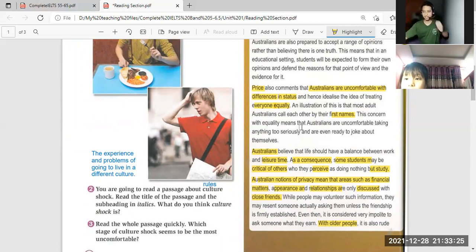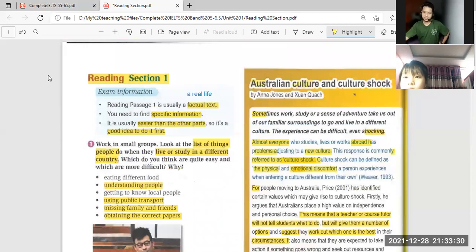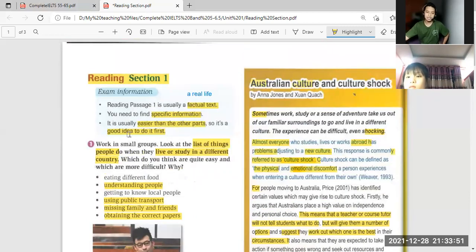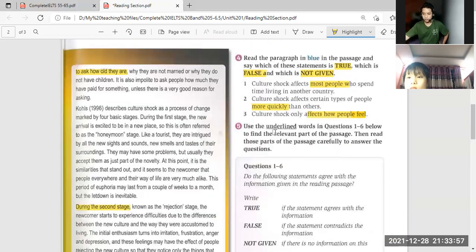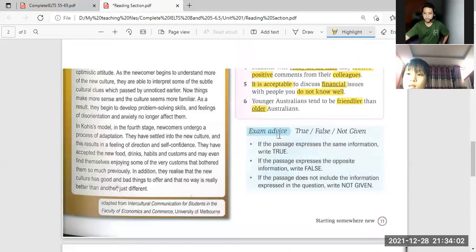Yes. Okay, so that is the only section 1 in reading. Remember, section 1 or reading passage 1 is usually about a factual text, and you need to find the specific information. Like true, false, or not given is the specific information, and it is usually easier than the other parts. So this is like the easier part in IELTS reading. So it's a good idea to do it first. Always do it first when you find this. Okay, next, let's read this together.